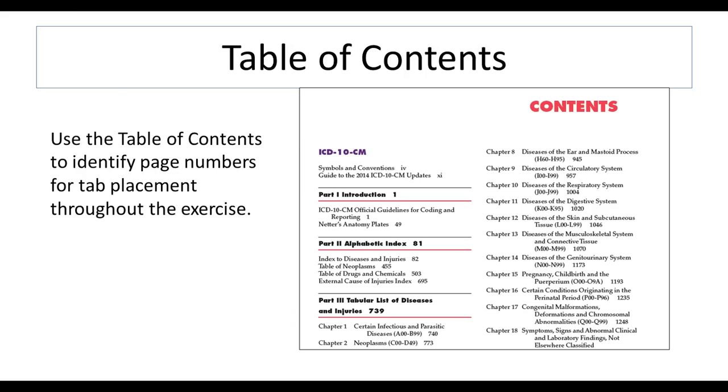Your first tab will be placed at the table of contents. This tab will allow you to access the table easily when you need to reference page numbers throughout the ICD-10 codebook. Label this tab Table of Contents. Be sure to use the table of contents to identify the page numbers for tab placement throughout this exercise.